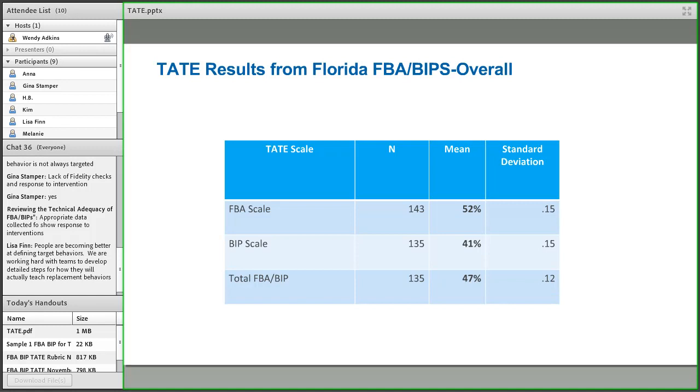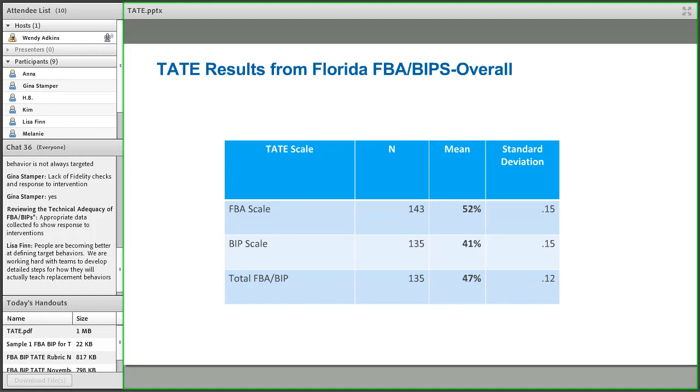So we don't have cutoff scores, just to let you know, because we don't have enough diversity. We have too many FBA BIPs that are scoring in the low area and only a few that score in the upper ends. I think one of our highest ones might be in the 70%, and we only have a few of those, so we can't get a cutoff score yet.